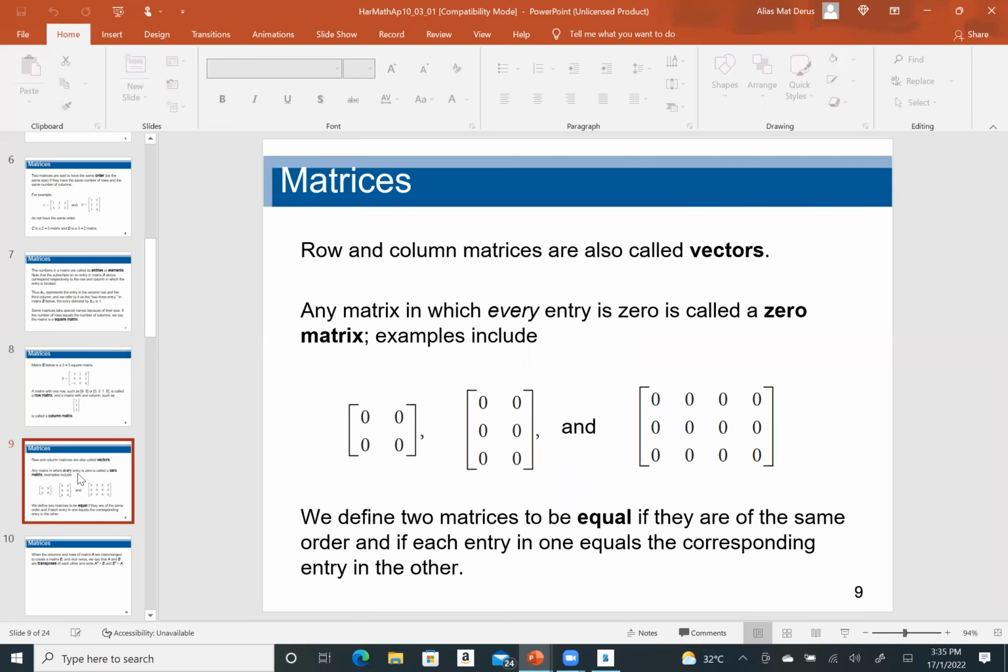Next is zero matrix. Zero matrix, you have what? All the elements are 0, just like the number 0. So example, few examples here. Now for zero matrix, you don't have to have a square matrix. It can be just a rectangular matrix. So you have, for example, like this. All elements are 0. That is a zero matrix. It's equivalent to number 0 in the number system.